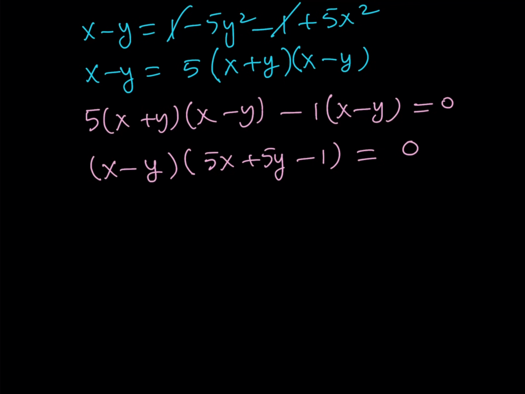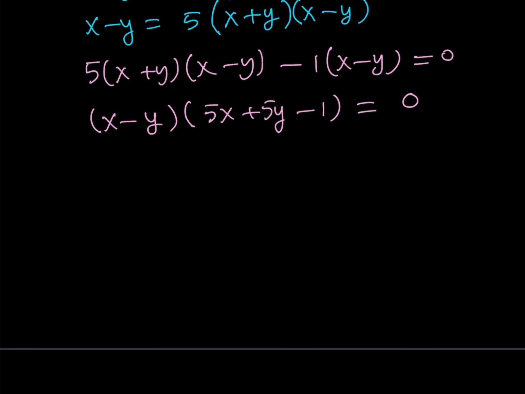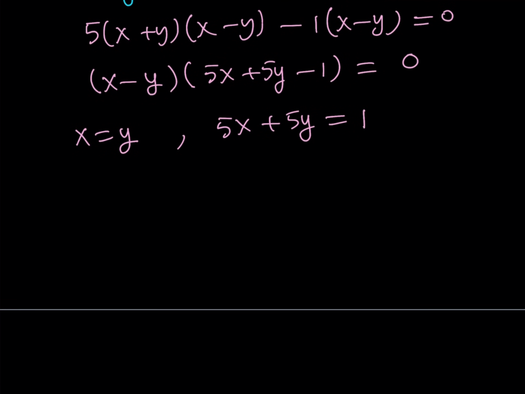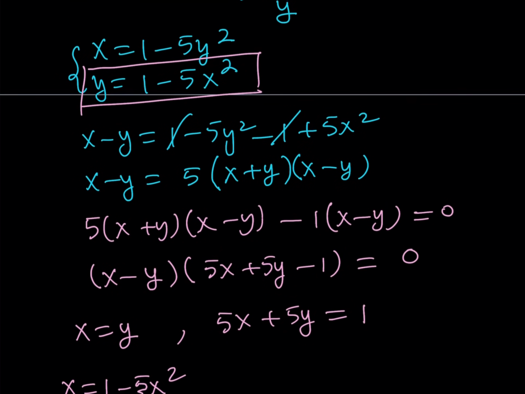Great. From here we got two solutions. One of them says x equals y or y equals x. The other one says 5x plus 5y equals 1. So we're going to be looking at both of these equations, but remember that y is something we invented, right? It wasn't in the original problem. So now we're going to back substitute. Replace y with 1 minus 5x squared. So here, if you replace y with 1 minus 5x squared, you get a quadratic equation.